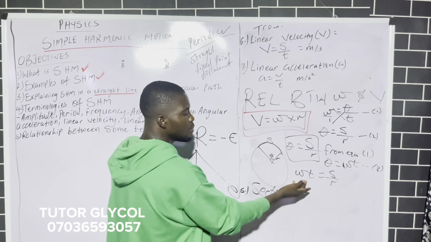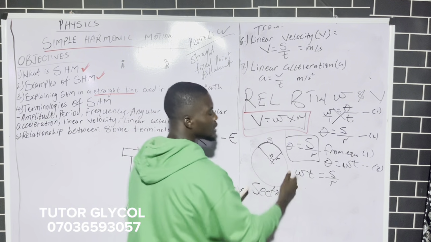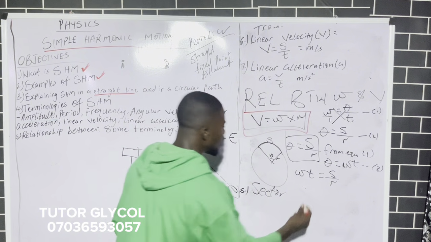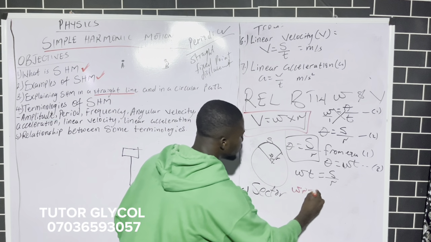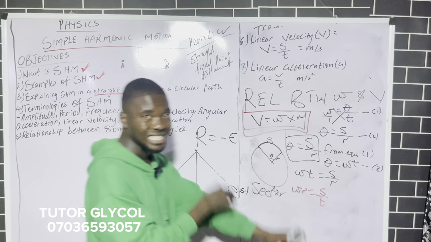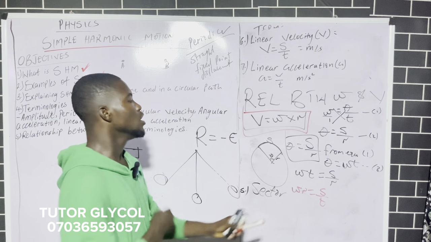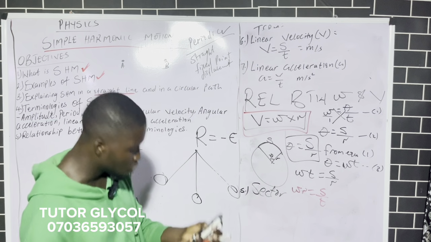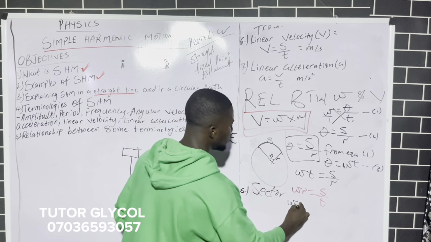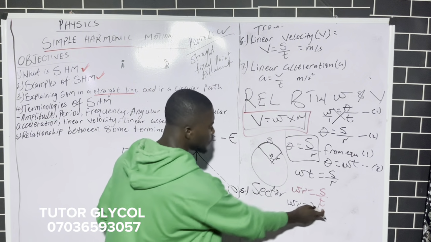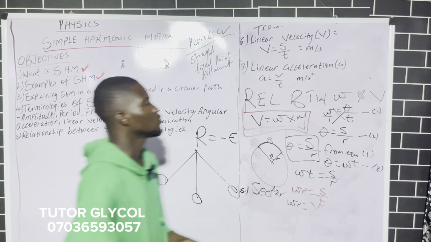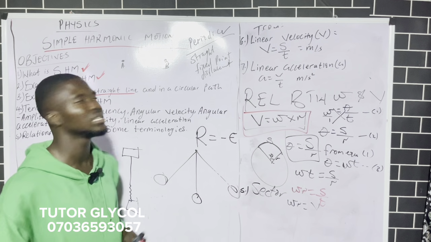So I want to make W and R stay one side, S and T one side. So I'll just divide both sides by T, multiply both sides by R. Then I will have WR is equal to S over T. Do you remember that S is representing distance moved, right? So distance over time is what? Velocity. Good. So I will have V is equal to WR. Is that what we have here? V is equal to WR. So that's how they derived and got this stuff here.